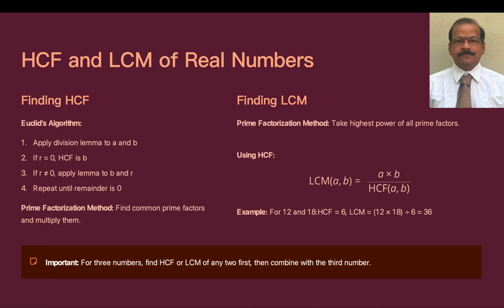Okay. Right, there is another method called the prime factorization method: finding the common prime factors and multiplying them. This is also one method of finding HCF. How to find LCM? Yes, prime factorization method. Take the highest power of all prime factors.